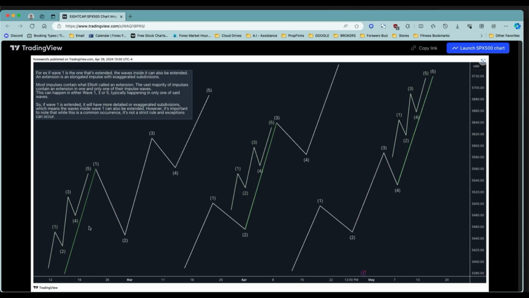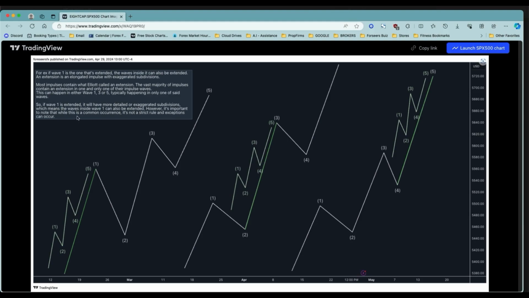So in other words, it's telling you usually out of the whole count, so 1, 2, 3, 4, 5, only one of these will be extended or elongated. Now I'm not gonna lie to you, anything can happen. Let me explain this to you. If wave 1 is extended, it will have more detailed or exaggerated subdivisions, which means that the waves inside wave 1 can also be extended.